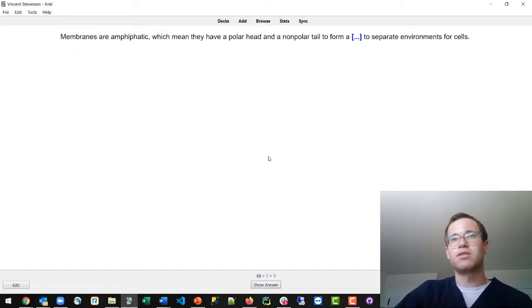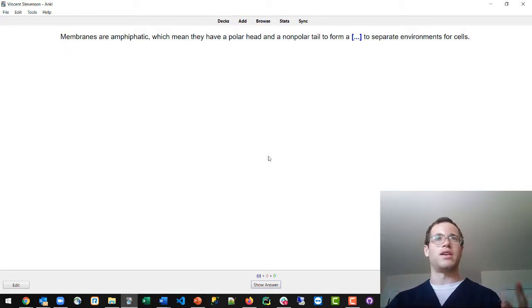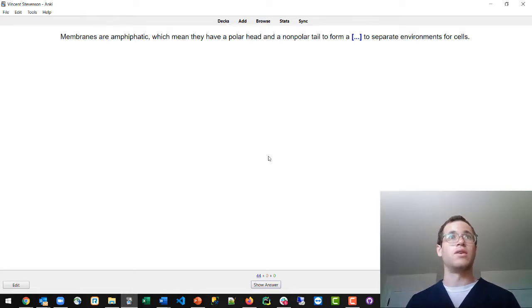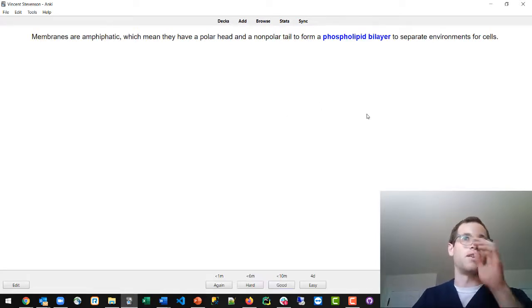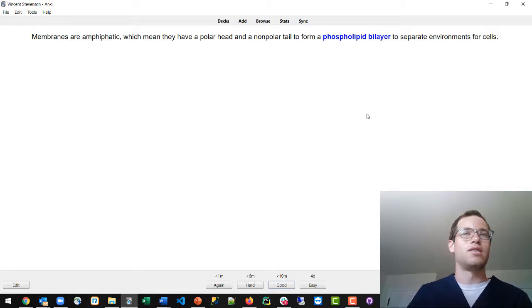Membranes are also used to form vesicles for moving proteins around and creating certain types of environments inside the cell so that they can do certain functions. So that phospholipid bilayer is a very important thing to make note of when you're discussing membranes.